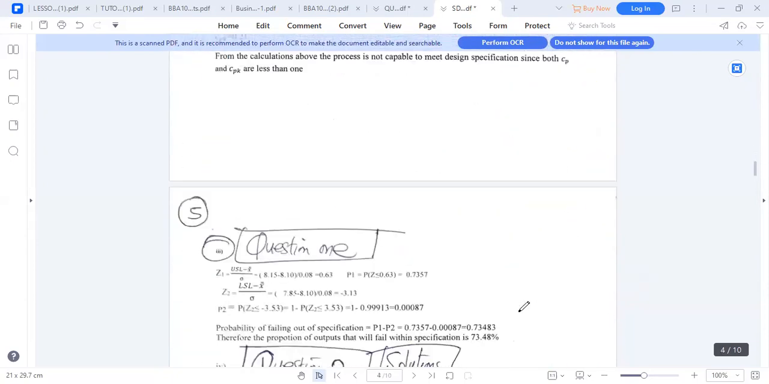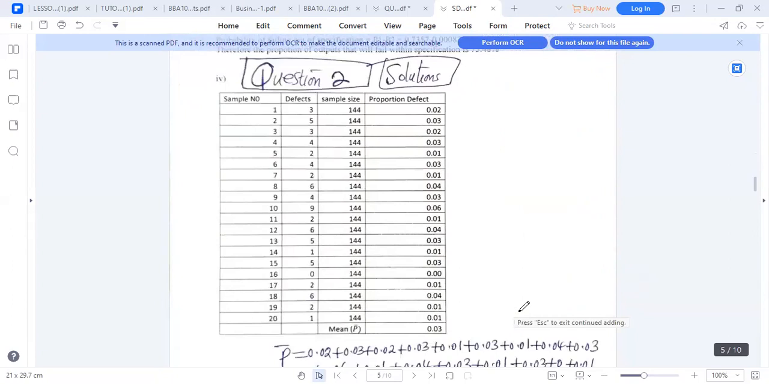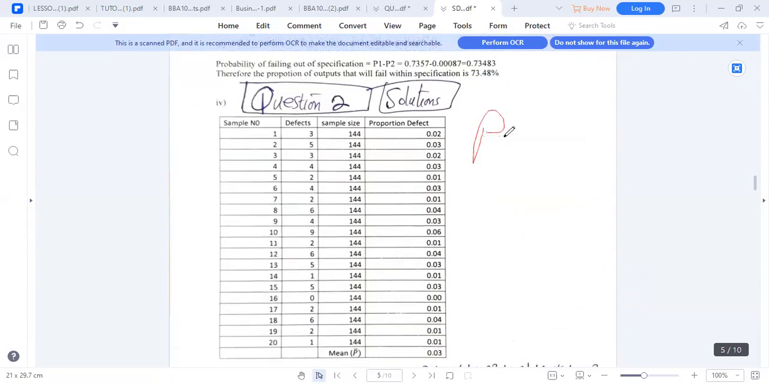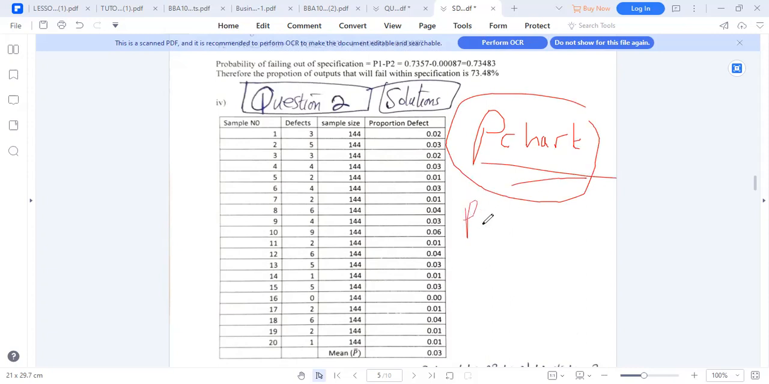Question number 2 is actually on the P chart, because we're finding the proportion of defective from the sample. So this is a P chart, percentage of defective chart. Under this one, we already know for sure that our P bar is the center line.